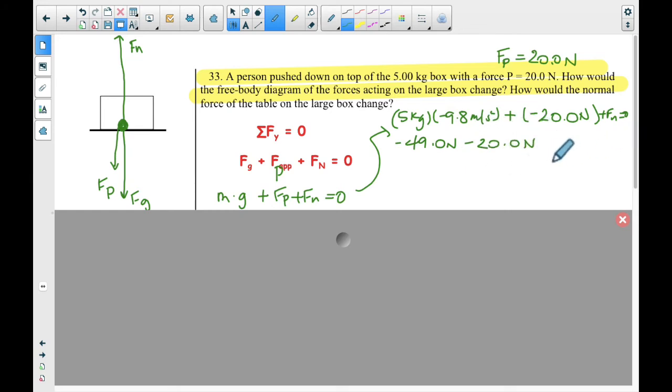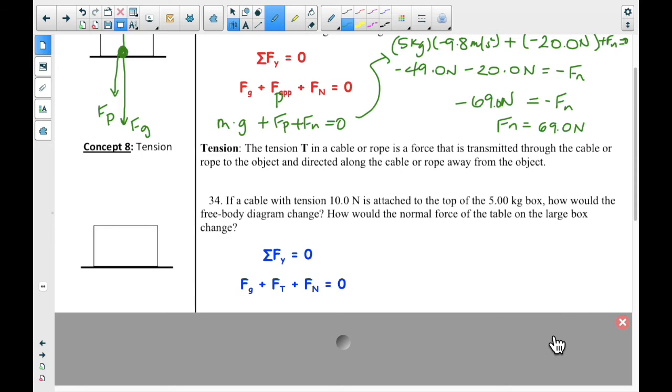If I subtract that normal force from each side, then I'm going to have a negative normal force over here. So I add these up, I get a negative 69 newtons, and that's going to be the negative of the normal force. So in other words, my normal force is 69 newtons. So the free body diagram changes because we have an additional force, this push force, being added on to the end there. Okay, let's talk about tension.